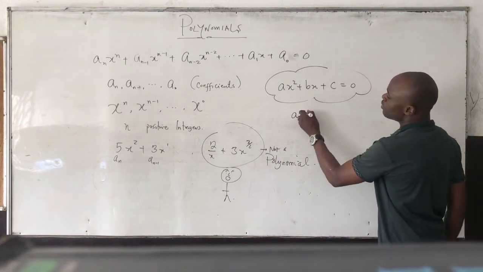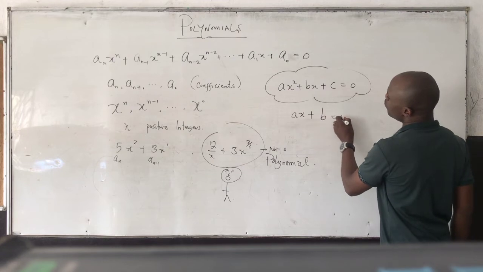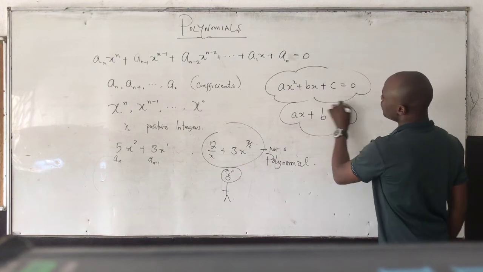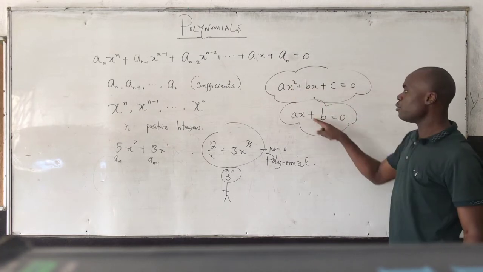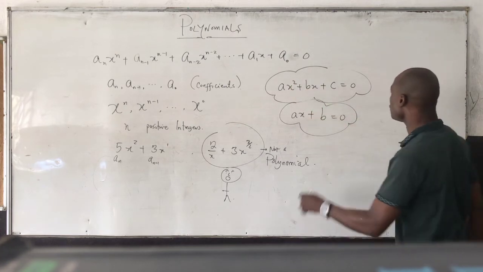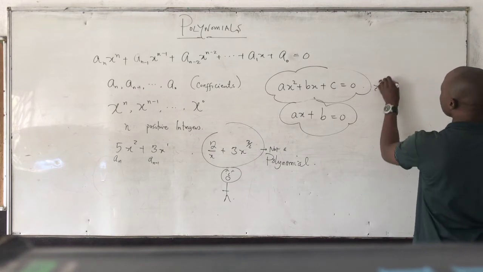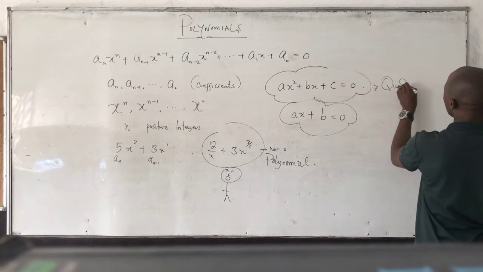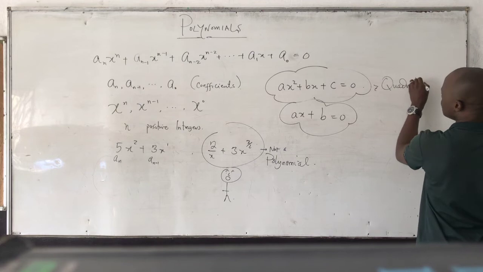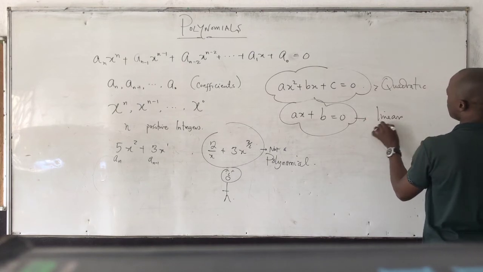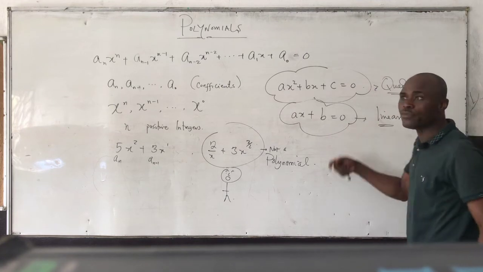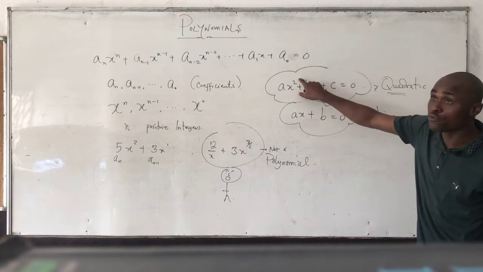You have something like ax plus b equals 0. This is a linear equation. So this is quadratic because the highest power you have here is 2. This is linear because the highest power you have here is 1. So this is a quadratic equation, and this is a linear equation. It's linear. This is quadratic. So we have other ones like this: this is the power of 1, this is the power of 2, the power of 3.